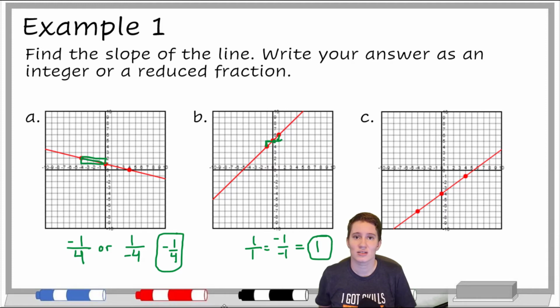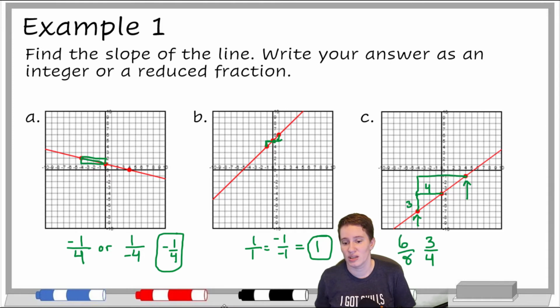And then let's look at C. So we're going to count the up and the over. This goes up 3 and goes to the right 4. So we got plus 3, plus 4, which gives us 3/4. If the middle point wasn't here, and we had to count all the way from this one to this one, if you want to see what would happen, we would go up actually 6 here and over 8.